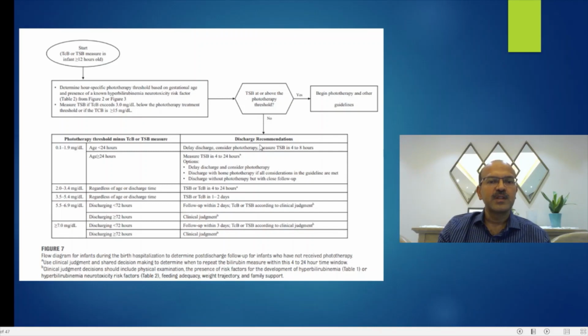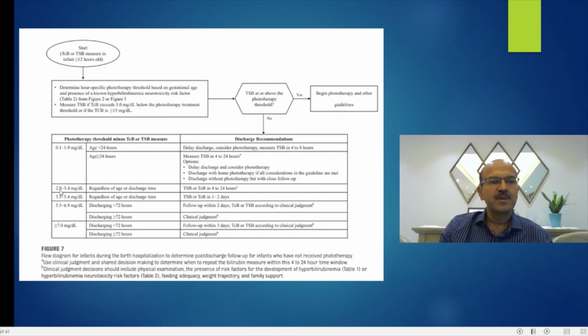If it doesn't meet the phototherapy threshold, then if it is within 2 milligrams of the phototherapy threshold and the age is less than 24 hours, you would delay discharge, consider treating these babies and measure in 4 to 8 hours. If the age is more than 24 hours, you consider repeating at 4 to 24 hours. Whether you measure at 4 hours or by 24 hours depends on whether they are going home or whether they are observed in the hospital. You could also consider delaying discharge and consider phototherapy, and discharge with home phototherapy if that is an option. And if you discharge without phototherapy, you should be closely following up these babies.